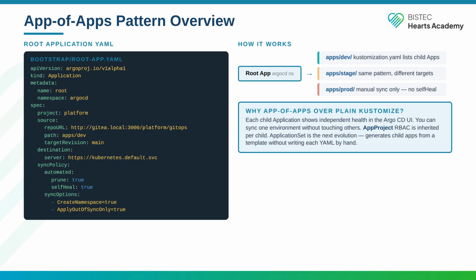When you have many similar environments, production, staging, development, across many applications, the natural evolution is to replace app of apps with ApplicationSet and a generator. Instead of one file per application, you write a template and a generator list. App of apps is the right starting point because it is simpler to reason about and debug. ApplicationSet is the right destination when the repetition becomes maintenance overhead.